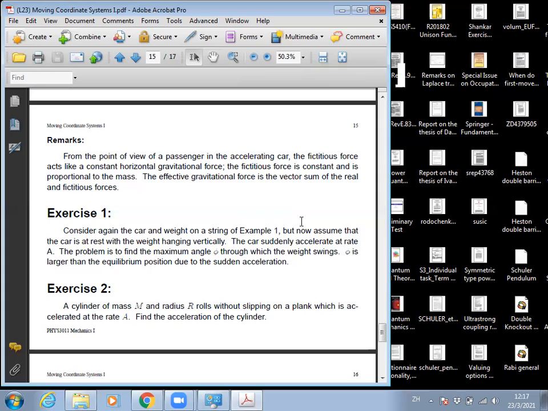Yes, it is rolling without slipping, right? Do you remember what it means by rolling without slipping? Okay.